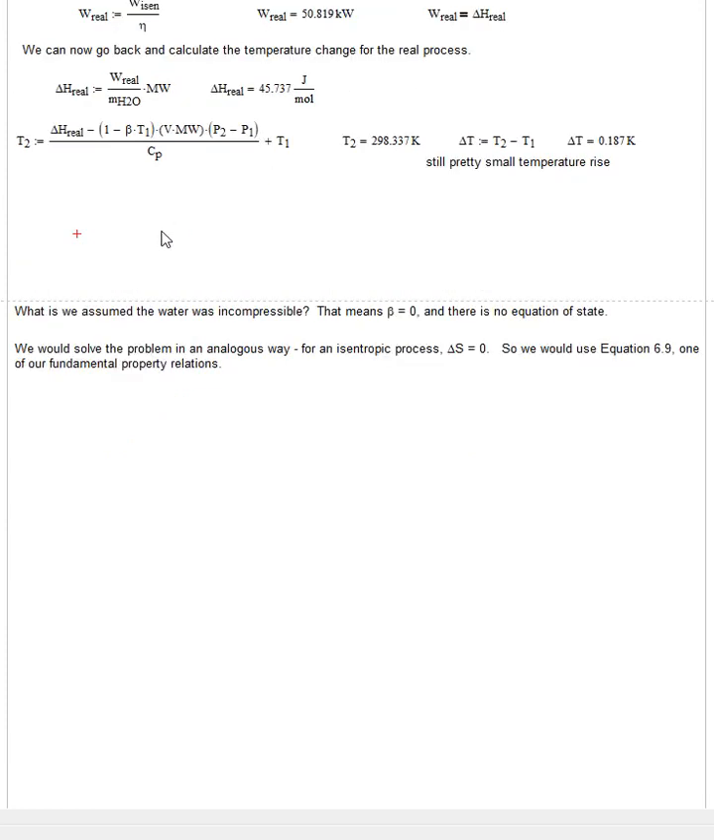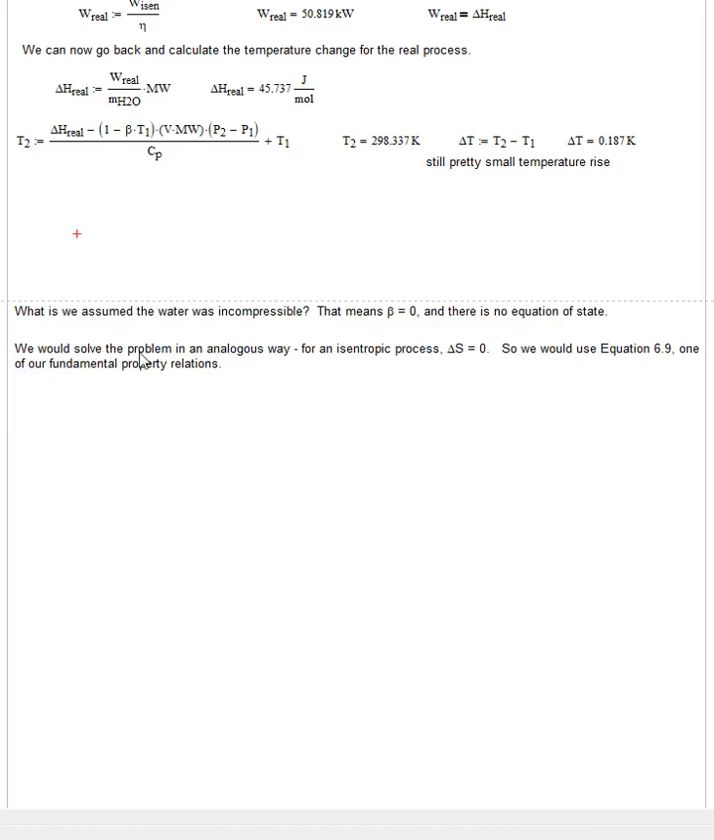So another thing I want to go through is, what if we assume that the water was incompressible? That is, there's no equation of state. Volume is constant, so kappa is equal to 0, which we assumed up above, but also beta is equal to 0. No change in volume. How would we calculate for an incompressible fluid? How would we calculate the work that is required to pump from P1, T1 to P2 and T2?